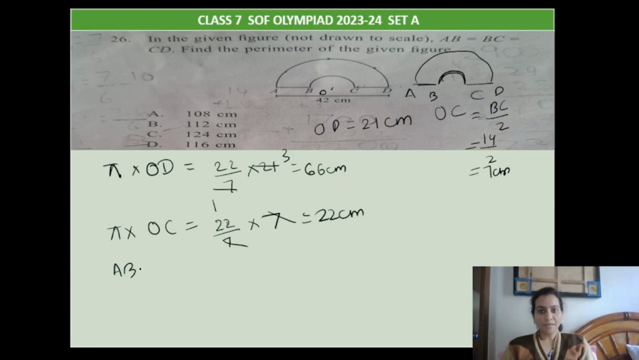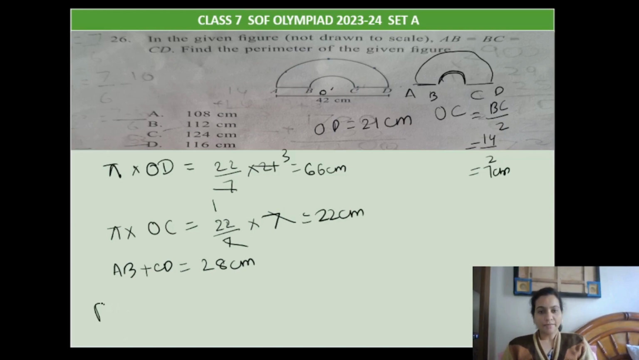So AB plus CD will be equal to 28 centimeter because each is equal to 14. We just found out that AB and BC and CD all three are of the same length. So each one of them will be 14, 14, 14. 14 into 3 is a total of 42 centimeter.